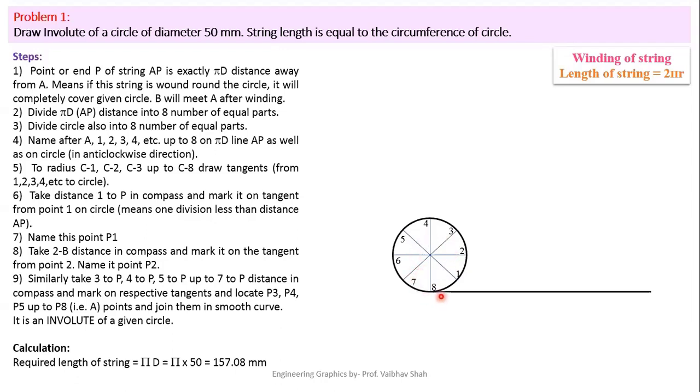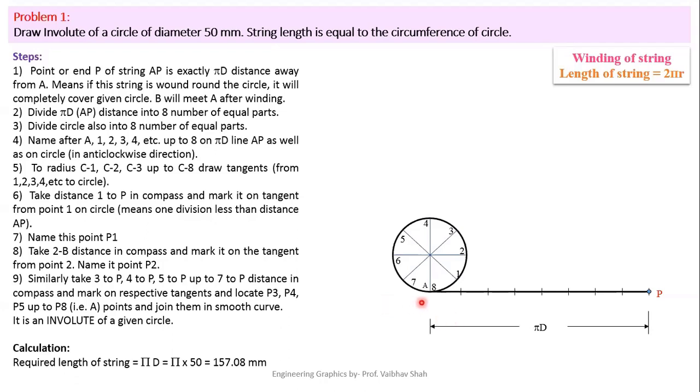That means your string will wind round this circle also into 8 equal parts. That's why we also have to divide this length of string into 8 equal parts. So let us divide this length of string into 8 equal parts. So we have divided this length of string also into 8 equal parts.